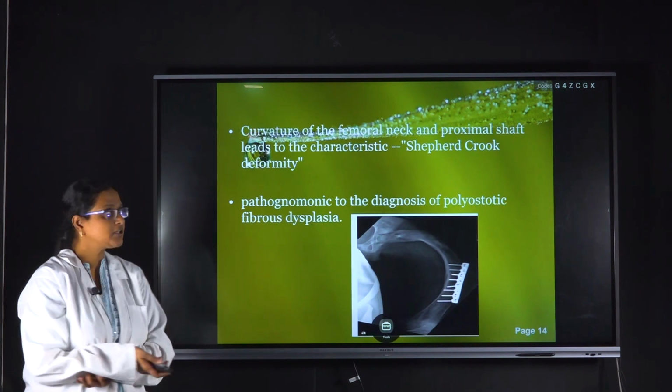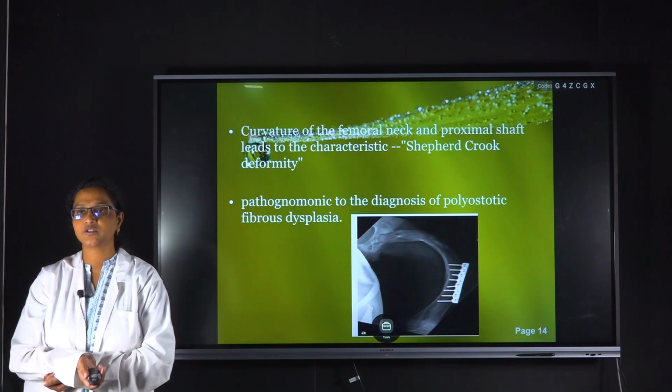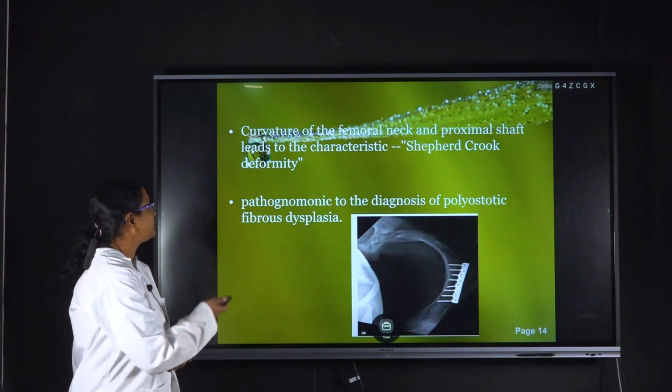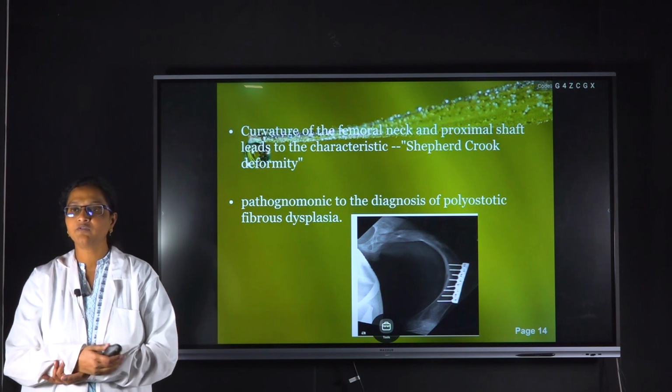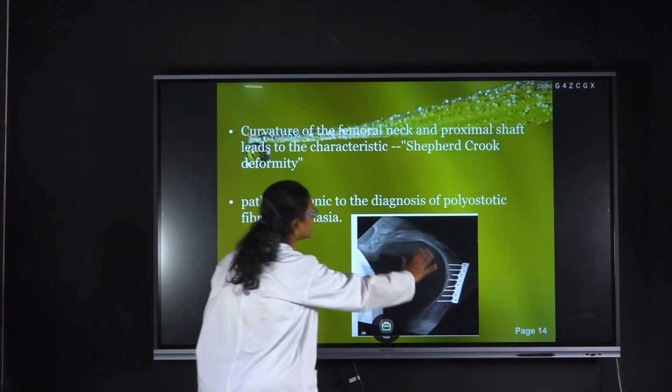Sometimes the femur shows curvature at the neck and the proximal shaft, which gives rise to the characteristic shepherd crook deformity. This is one of the pathognomonic features of fibrous dysplasia. In this picture, you can see the shepherd crook deformity of the femur.